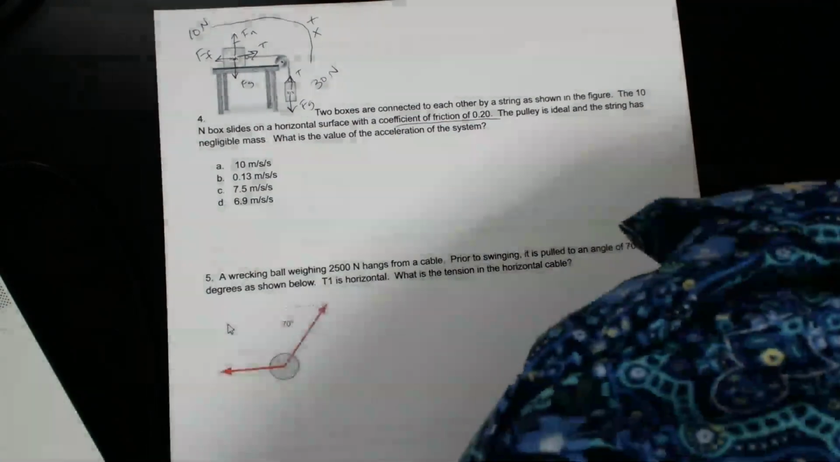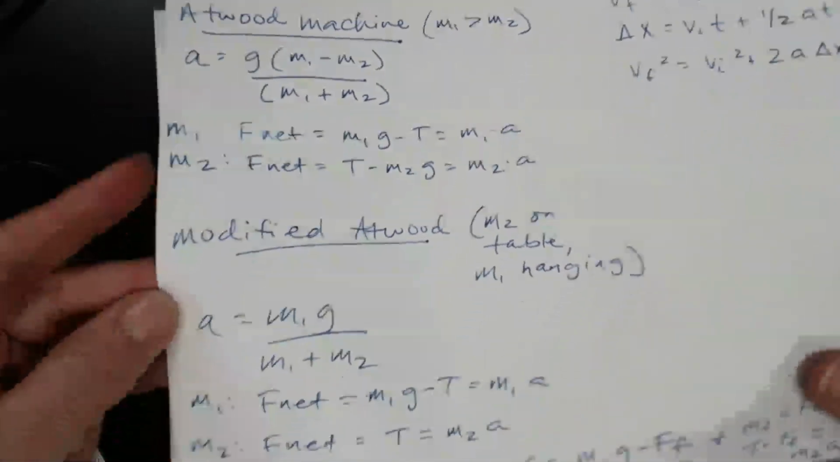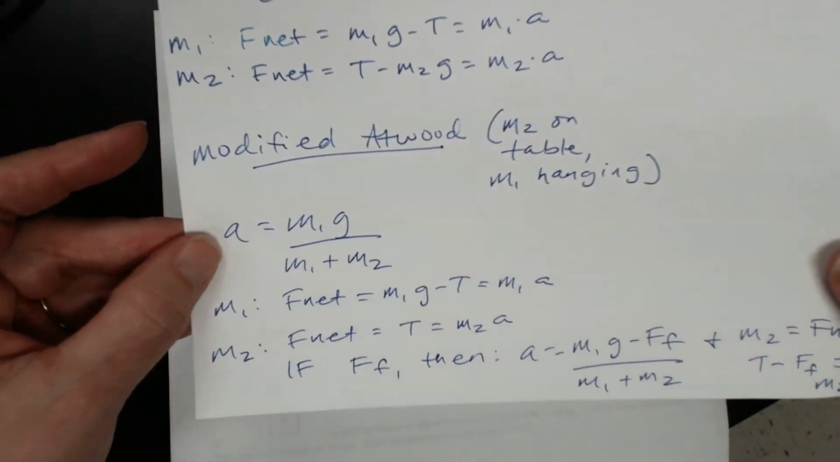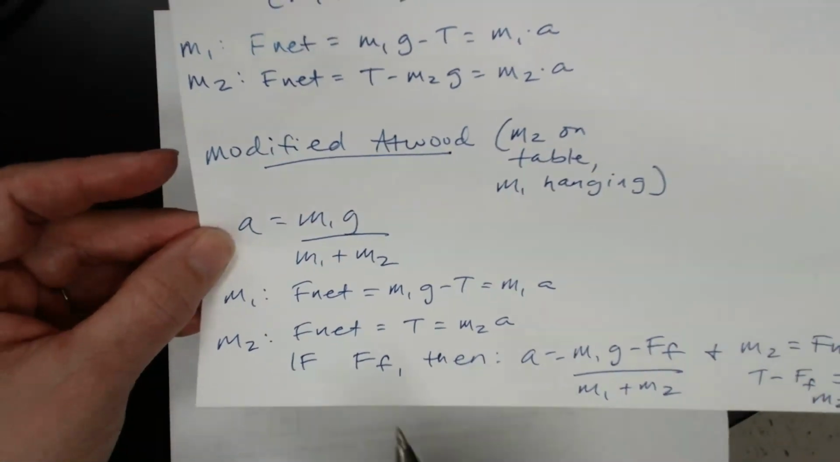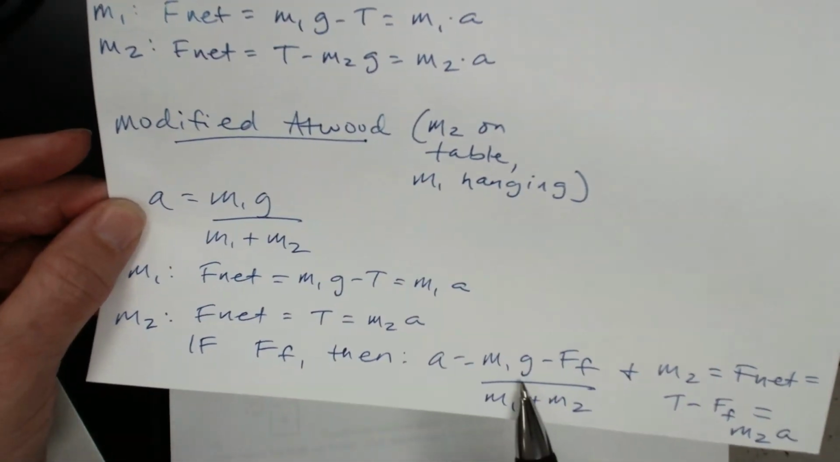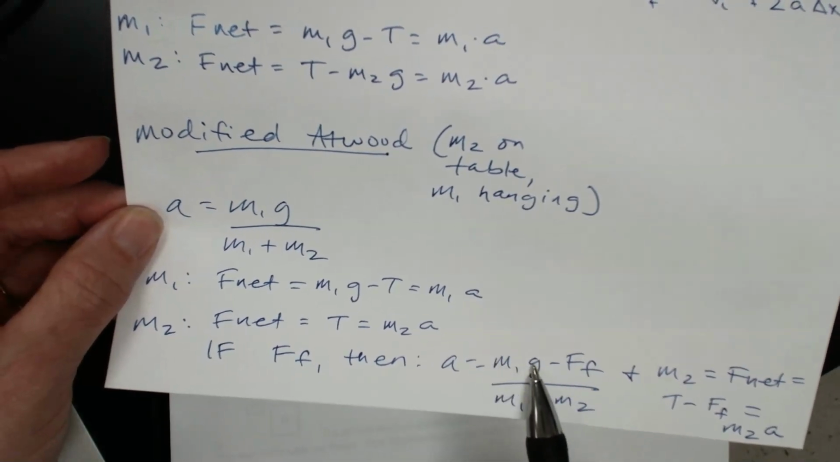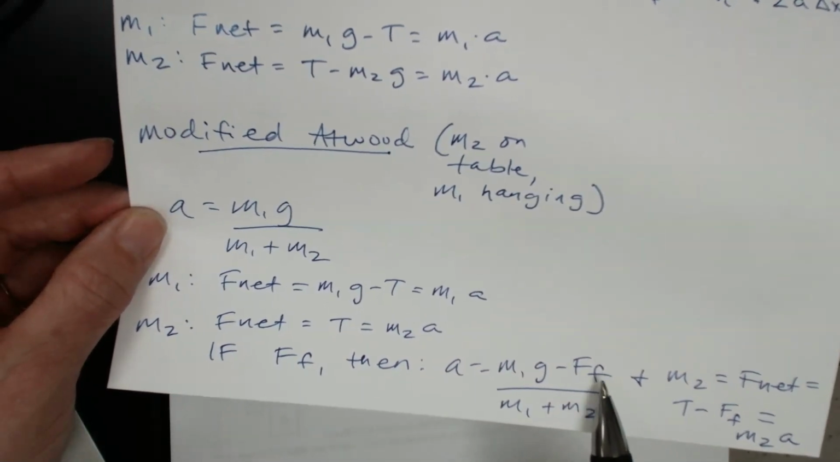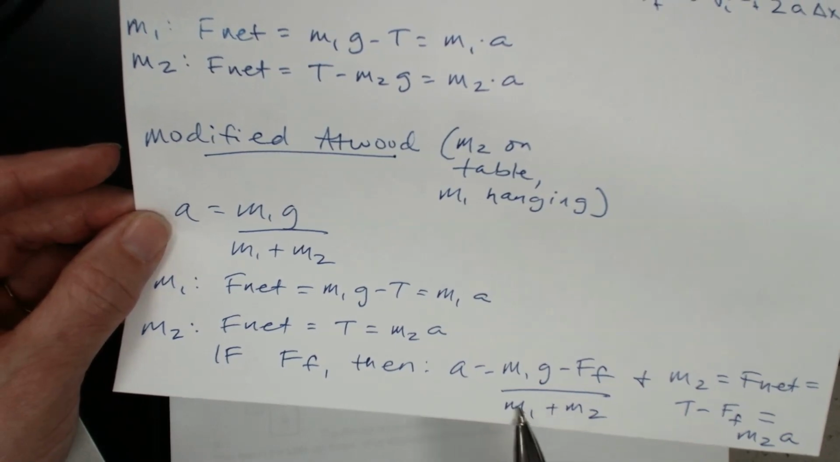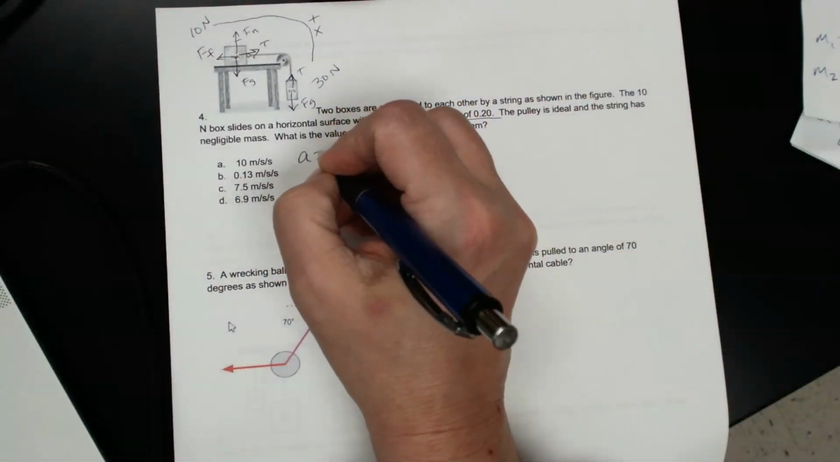So we'll reference our handy dandy sheet. I've gone through how to derive this in another video, so I'm not going to do it in this one. But for our modified Atwood, if we have friction, then this is going to be our acceleration. It's the force of gravity of the hanging box minus the force of friction divided by the sum of the masses. So I'm going to write that down.